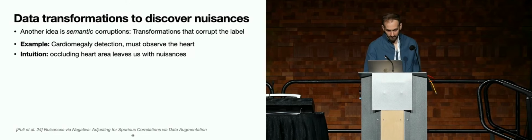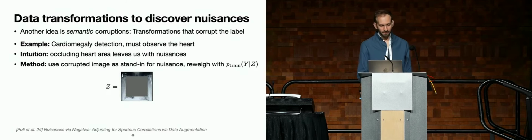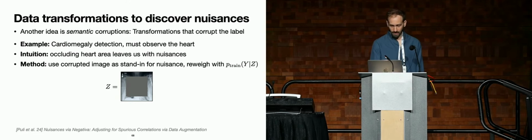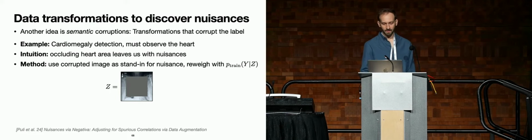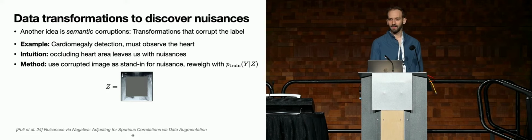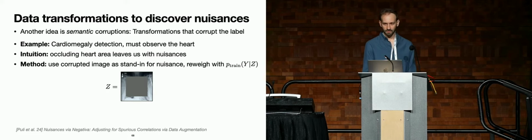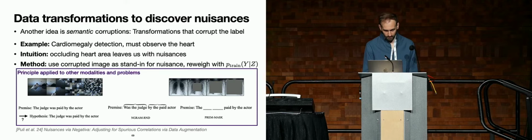what is the spurious feature. So the method suggested by Puli et al. is to use this corrupted image now as your entire Z that we talked about earlier, and just use the methods we talked about regarding reweighting. We learn this p-train of y given z with standard machine learning algorithms, and use this to reweight our samples. Okay.